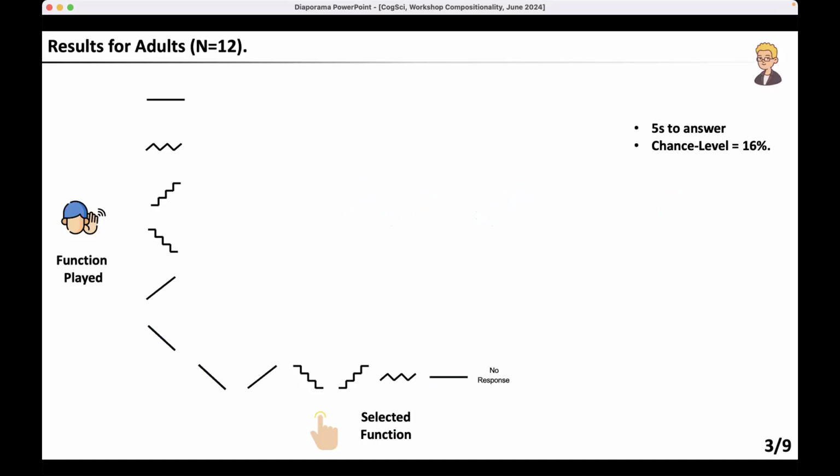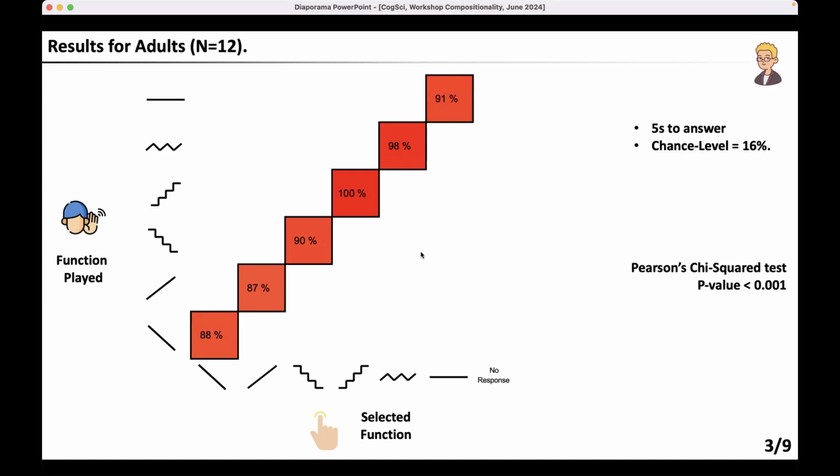So first of all, what we did is to try this experiment with a small sample of adults just to see if the task itself is doable. And I will always show the same representation: the melodies that have been played to the participant on the y-axis, and the functions that have been selected by the participant on the x-axis. And here I first represent the diagonal, so we expect 100%, and it's kind of the case. So adults are close to perfection in this kind of task. And if we perform a chi-square on the whole matrix, we obtain something which is significant. So it means that it's close to the identity matrix.